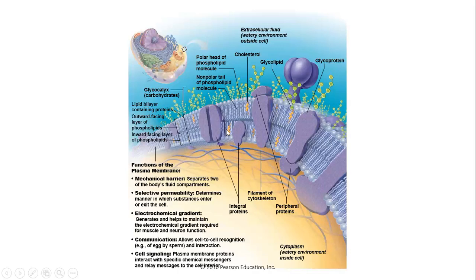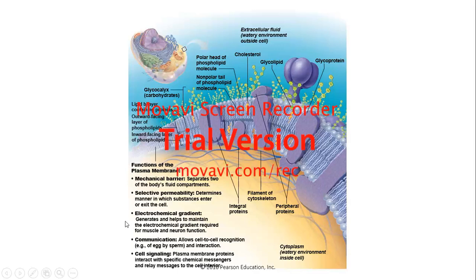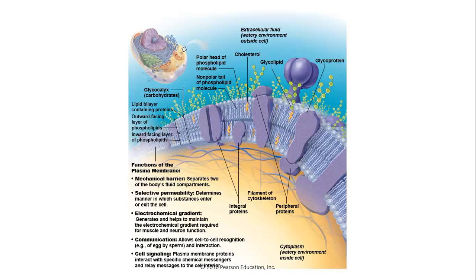Because you have this separation from the inside and outside, you can make this electrochemical gradient, which is important when we get to the central nervous system and neurons. The action potentials and electrochemical gradient are very important for communications and cell signaling.